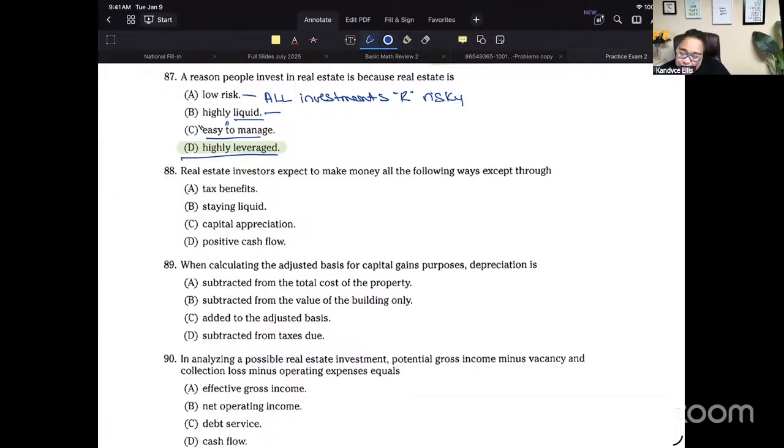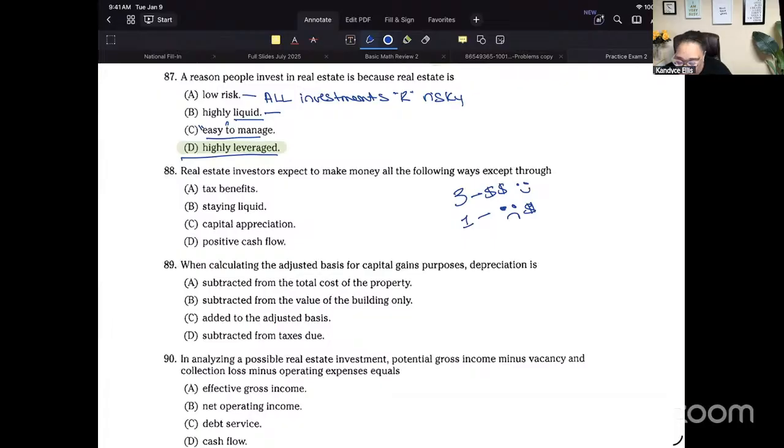All right, 88. Real estate investors expect to make money all of the following ways except through how. Three of these are ways that you would make money, and one of them is not. So three are money happy, and one is going to be a sad, no money. Is it A, tax benefits, B, staying liquid, C, capital appreciation, or D, positive cash flow?